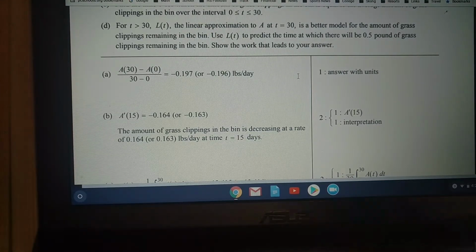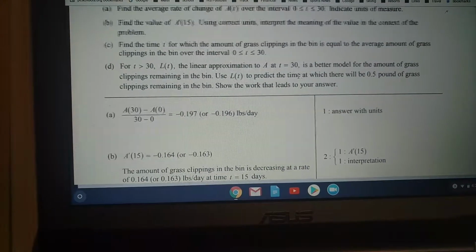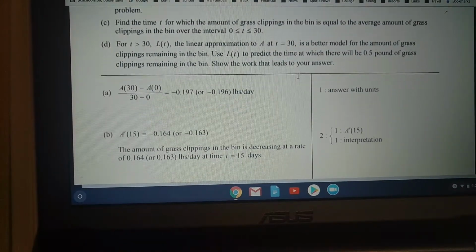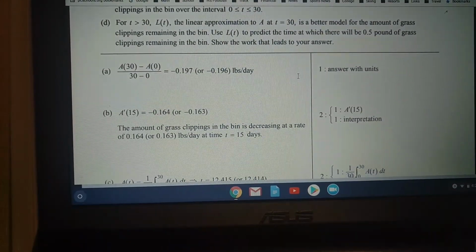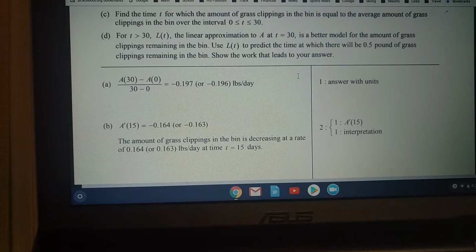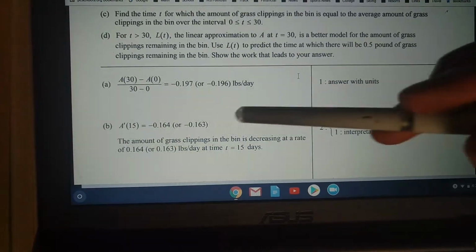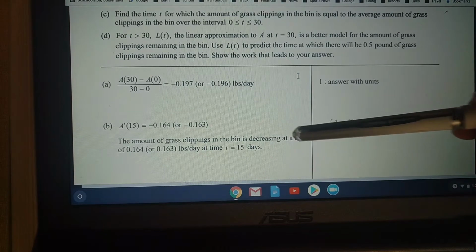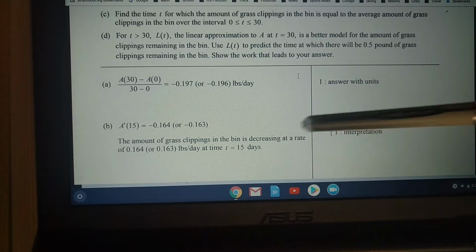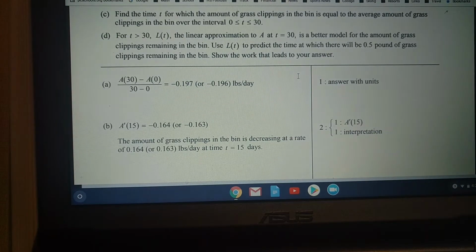I believe that with the interpretation, you do have to use the correct units, and you do have to have the idea that the amount, now you have to be careful because it's not the rate that the grass clippings is decreasing, it's the amount of grass clippings, so you have to be careful on that. So it's the amount that is decreasing at that given rate.